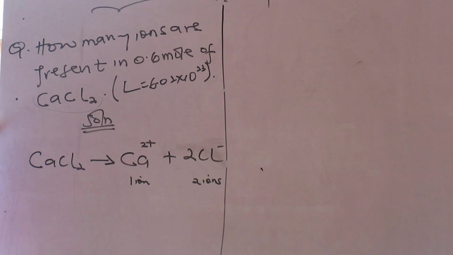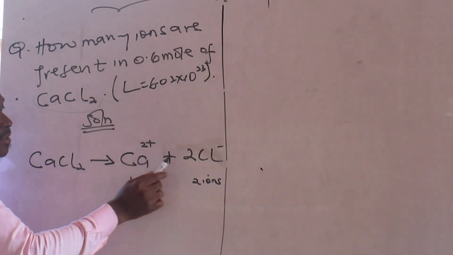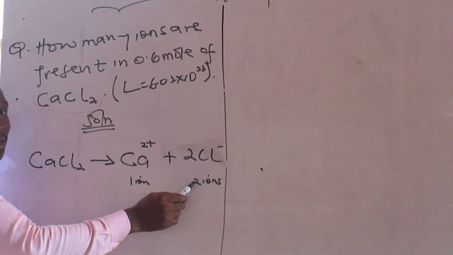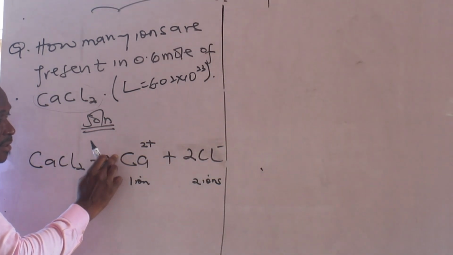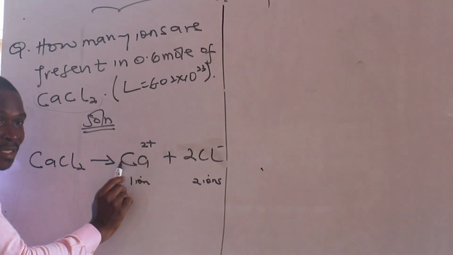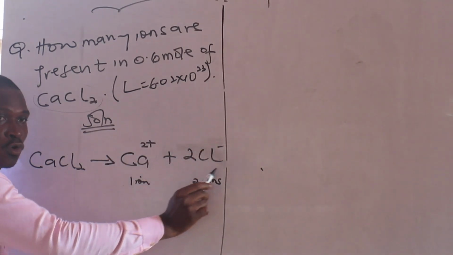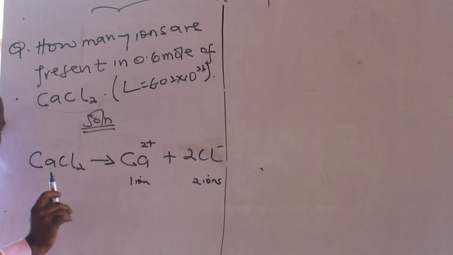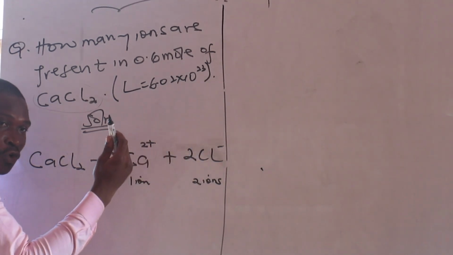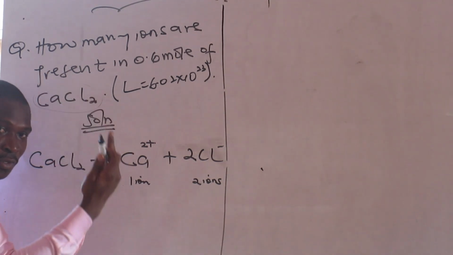How many ions? There is just 1 cation, okay? This one, we have 2 of them. Are you okay? So that's just 1. Here, we have 2 of these chlorine minus, okay?